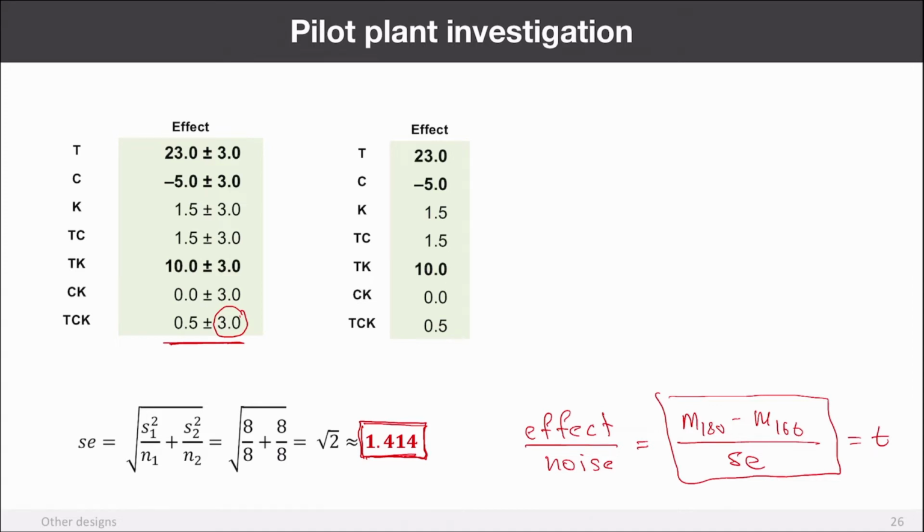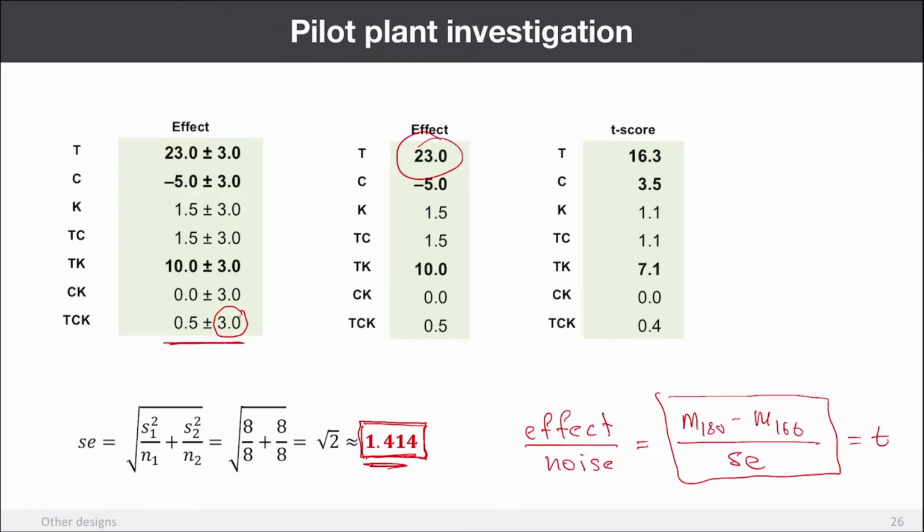Okay. So let me do the calculations. For example, if you take 23 and divide by 1.414, you will get 16.3. The meaning of this value is the following. The observed effect is 16 times larger than the standard error.